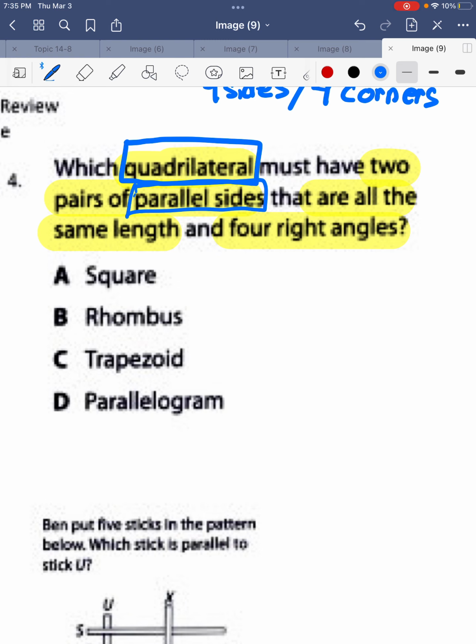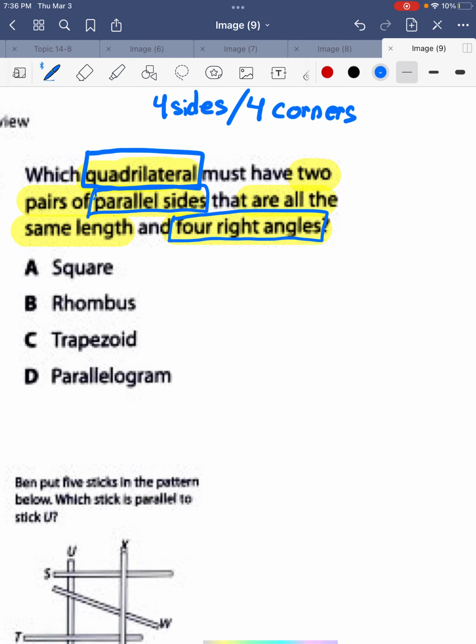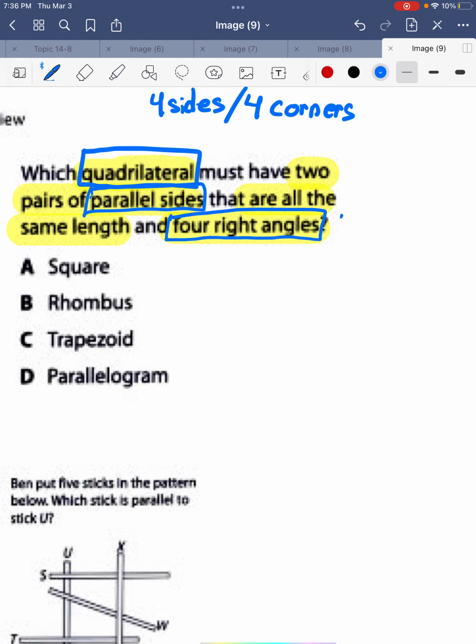Remember what I was talking about, if you have 1 pair, it's like 1 pair of shoes. You have 2 shoes. If you have 2 pairs of shoes, you have 4 shoes, okay? Because I know a lot of you guys are getting mixed up on pairs. So I have 2 pairs of parallel lines that are the same length, and I have 4 right angles, okay? Remember, right angle looks like this, a perfect L, and it measures 90 degrees, okay?